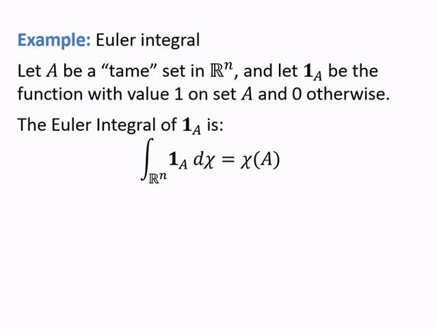This is what it should be, right? If I'm using Euler characteristic as a measure and integrating an indicator function, then this better be equal to the Euler characteristic of the set that determines the indicator function.